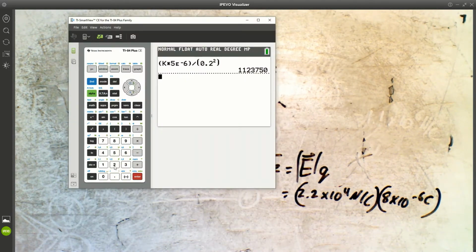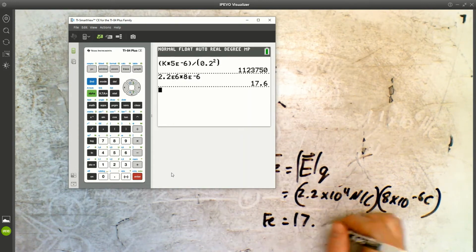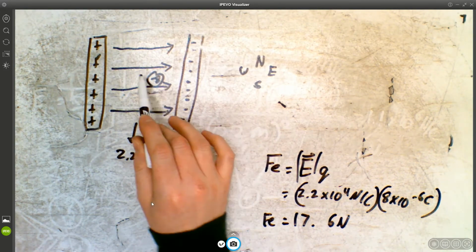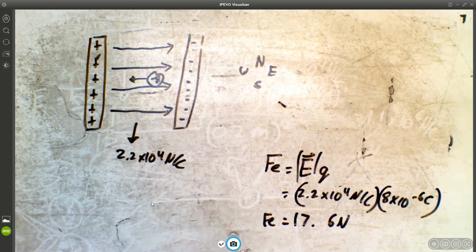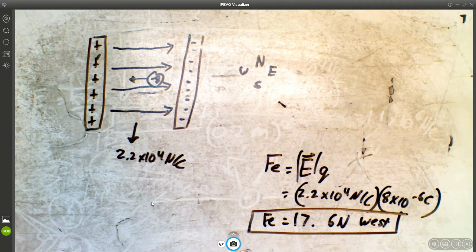So if I plug in 2.2 times 10 to the 4 multiplied by 8 microcoulombs, so times 10 to the -6, I get a force of 17.6 newtons. But force is a vector, so we need a direction. Because my charge is negative, it's going to be attracted to that positive plate. So the answer for my direction is west.